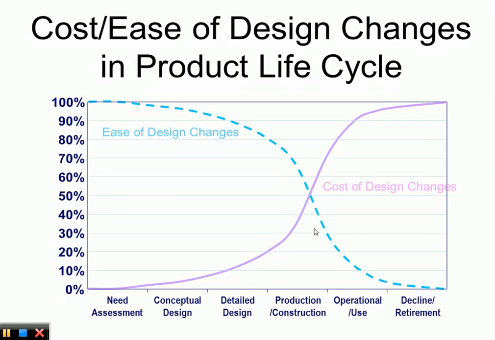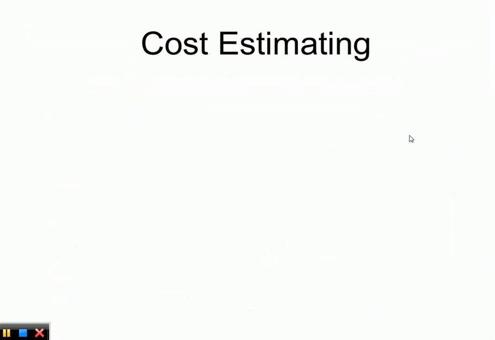And this is the cost of design changes. The costs are the direct opposite of it. The cost of design changes is much smaller at the beginning phases and much higher during later phases, including decline and retirement. So next time we'll talk about cost estimating, and this concludes the first part A of this lecture.